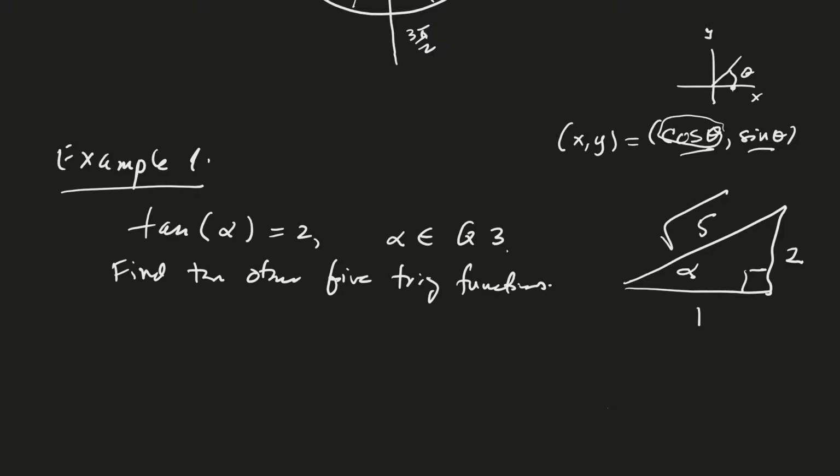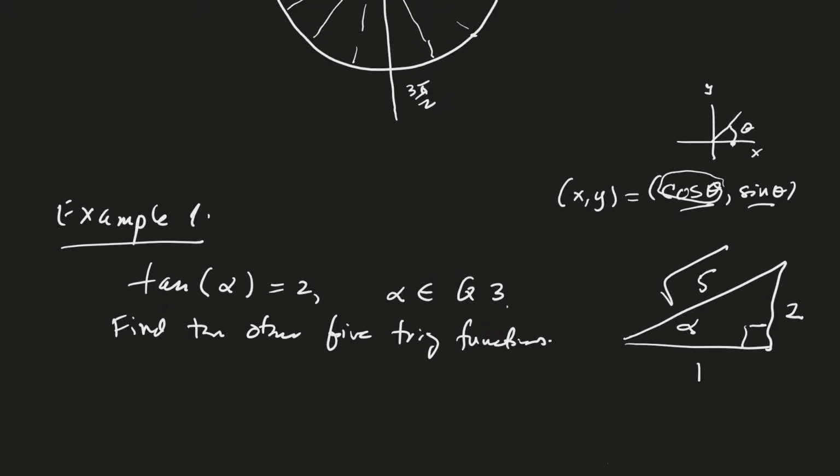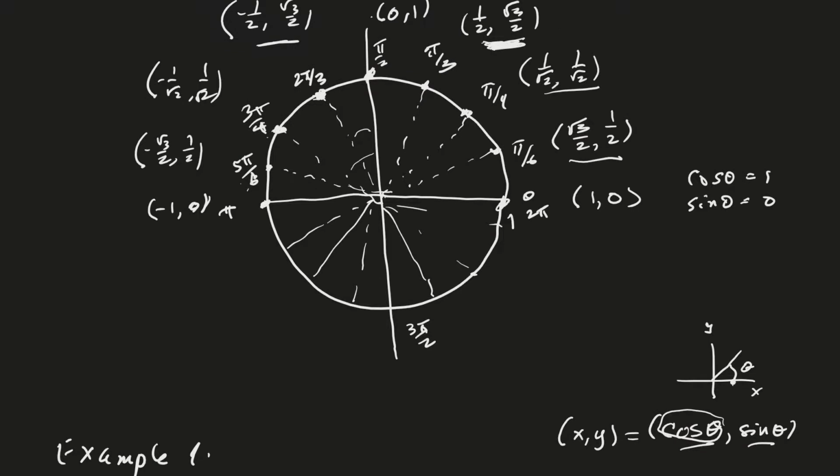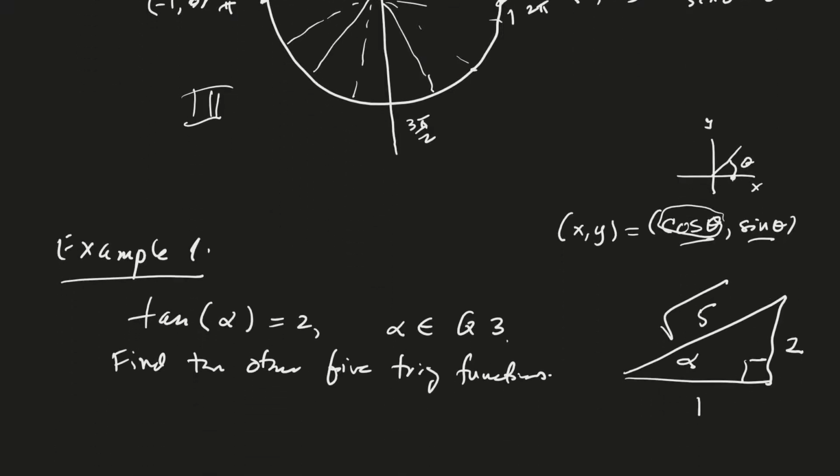Good. And so now I need to figure out the sign, S-I-G-N, of each of these numbers. So if I go up to the unit circle, if I'm in quadrant 3, where am I? This is quadrant 1, this is quadrant 2, this is quadrant 3. In quadrant 3, both sine and cosine are negative. In other words, in my triangle, that means this is negative and this is negative. Right? And so your tangent of alpha is actually -2 over -1.